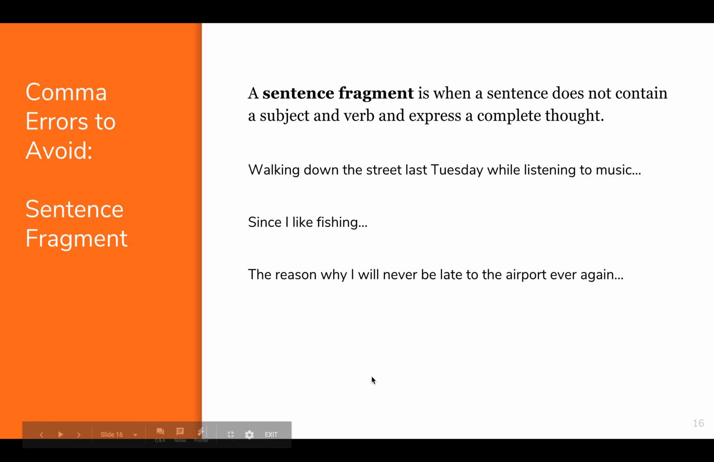Finally, another type of sentence error is a sentence fragment. This is when a sentence does not contain a subject and a verb or express a complete thought. So you can have very long phrases, but those phrases might not include a main subject and verb, making them a sentence fragment, because a sentence needs to have a subject and a verb. So for instance, walking down the street last Tuesday while listening to music, that is just a dependent clause. There's no actual subject or verb in that sentence. Or since I like fishing, that is just a dependent clause as well.